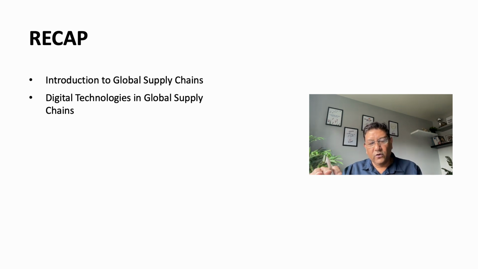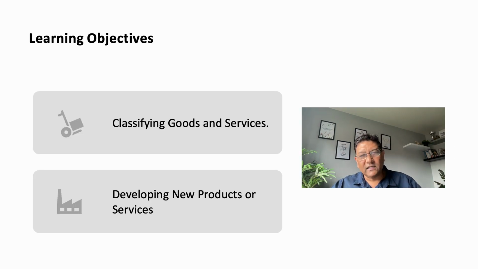Now in this session, we are going to look at the overview of marketing. We will look into classifying goods and services because marketing can differ based on goods and services. Also, how can we develop a new product or service in any supply chain, either manufacturing or trading or the service industry? How do we develop a new product or services? What steps are required to develop a new product or services? So that is what we are going to look into in this session.